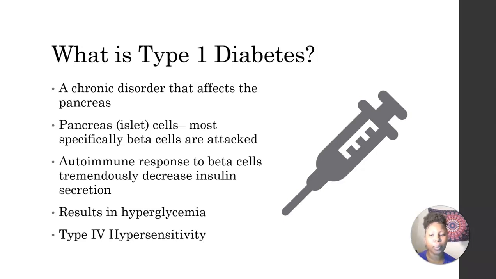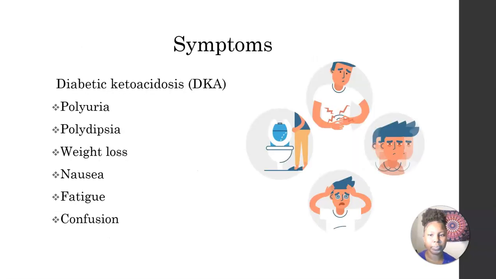Overall, type 1 diabetes is a type 4 hypersensitivity disorder because the T cells are very involved in the destruction of these beta cells, and it's a delayed response, meaning it takes a couple weeks for this response to occur.